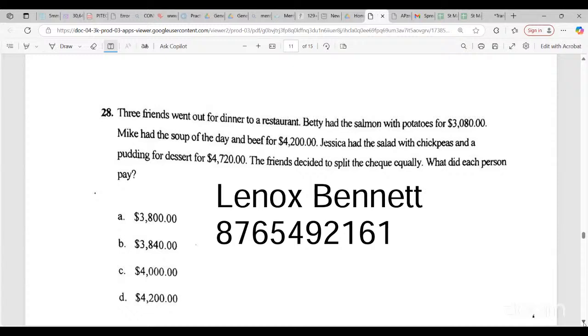I just add up what each person spent. And then I divide the total cost equally, by 3. Okay, so what did you get for the total? 12,000, sir. All right, so it's correct then. 4,000 is the correct answer.